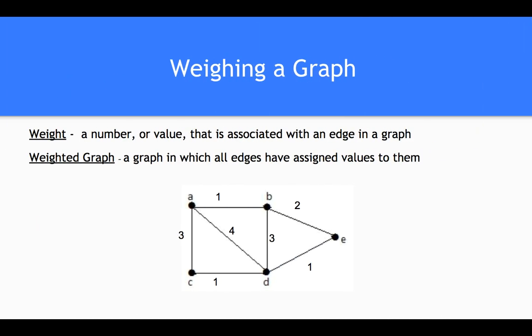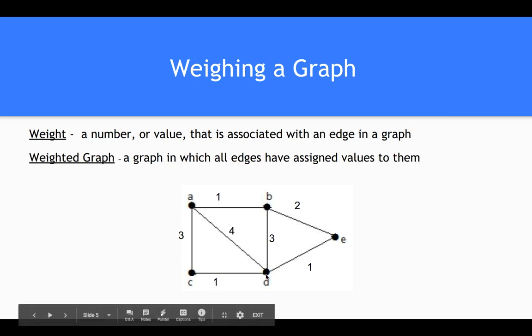All right, so weighing a graph. The weight on a graph is a number or value that is associated with an edge on the graph. So if we look here, this edge between A and B has a value of 1. This edge between B and D has a value of 3. And this edge between A and D has a value of 4.